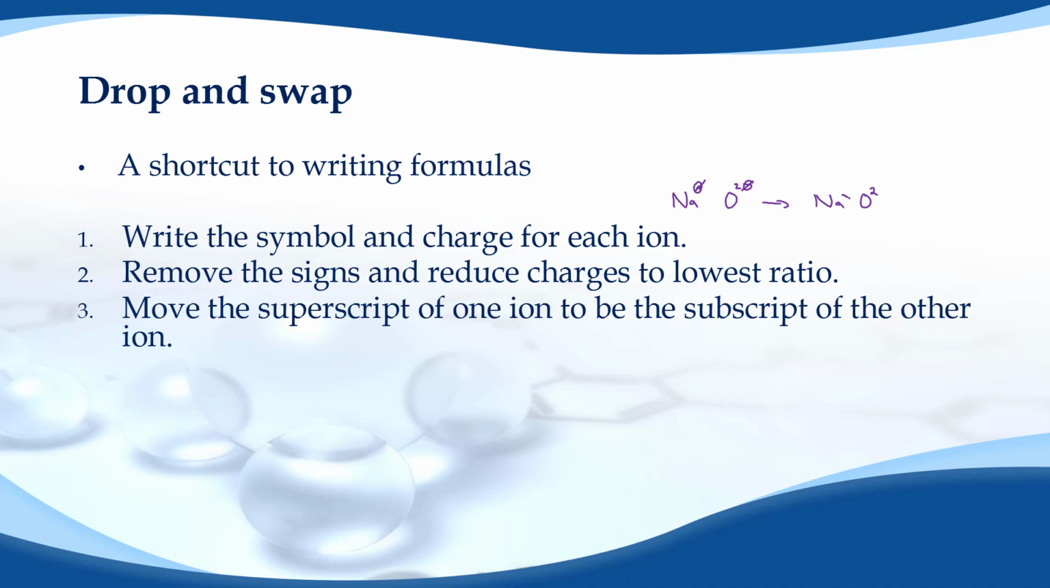Right, so for example, my oxide has a charge of -2. I take away the minus, it becomes 2. I drop it down to be a subscript, and then I move it down to the other ion, and that's where it stays.